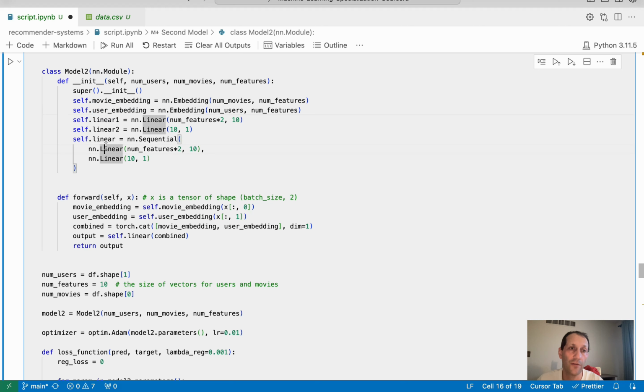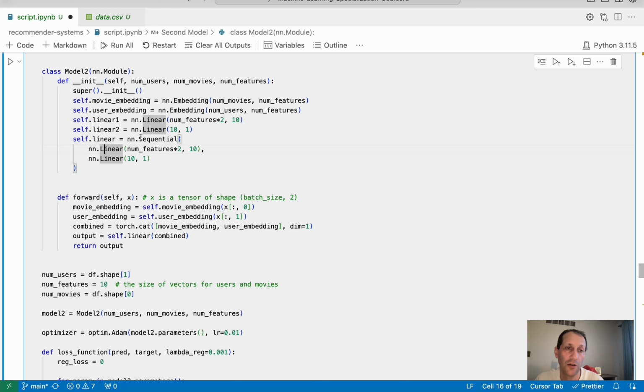So once I have these two in my forward pass, I will combine them by concatenating movie embeddings and the user embeddings. So here you have, for each row of data, for each pair of movie and user, 10 elements of the movie vector concatenated with the user's vector. And now you have this feature set, just like any other supervised learning problem.